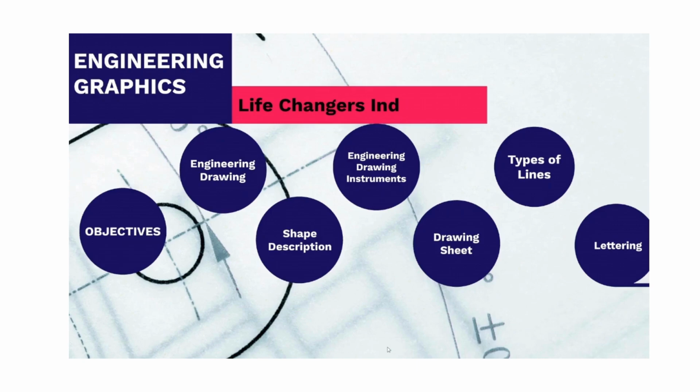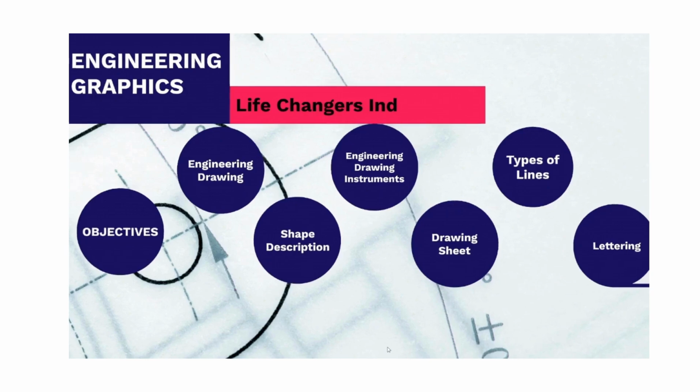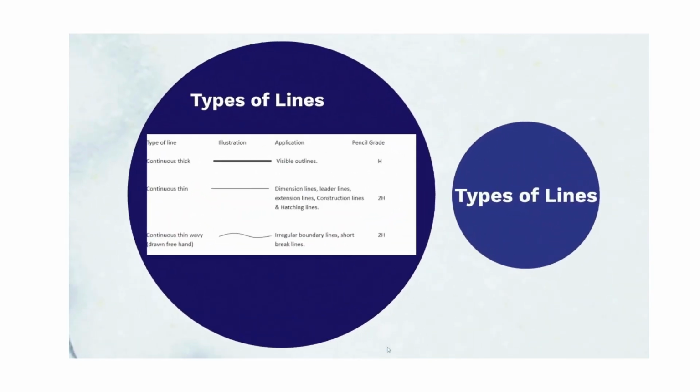Today we are going to see about the types of lines. What is a line? We know we can draw a straight line or a zigzag line, or a dotted line. But what are the different types of lines in engineering graphics and engineering design? So we are going to see that today. We are having four types of line.